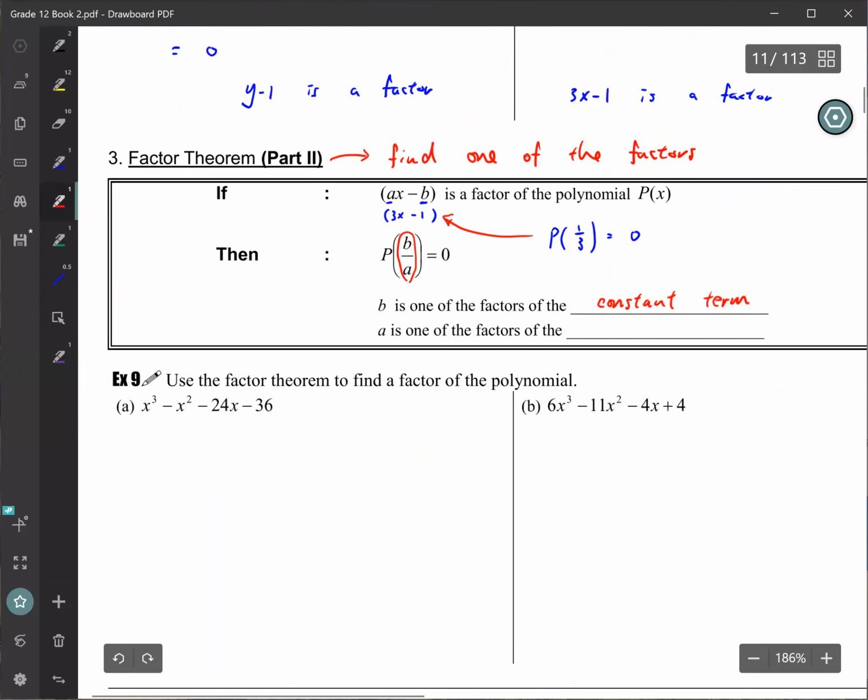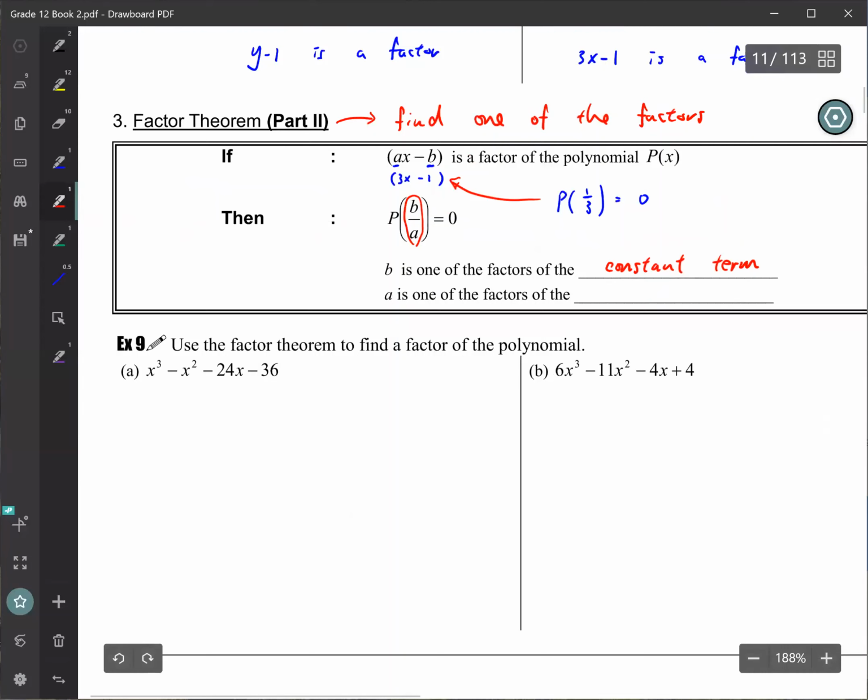I'll use the example down here. Here we have a polynomial. Look at question 9a. You have 4 terms here. The term that doesn't have the variable is called a constant term. So this one is the constant term, 36. So the b will be the factors of 36. That's quite a lot, right? So for 36, think about what numbers multiply to make 36.